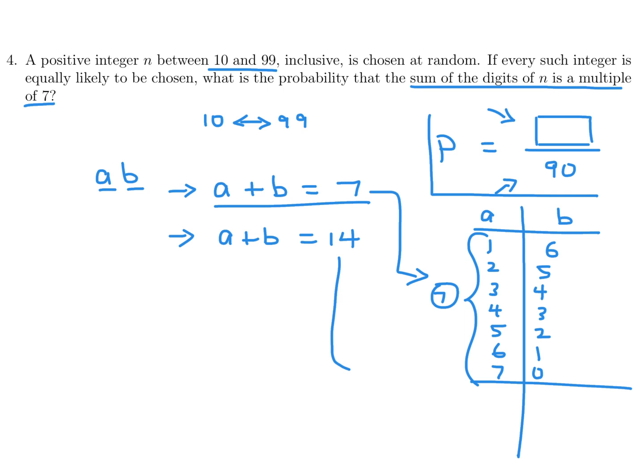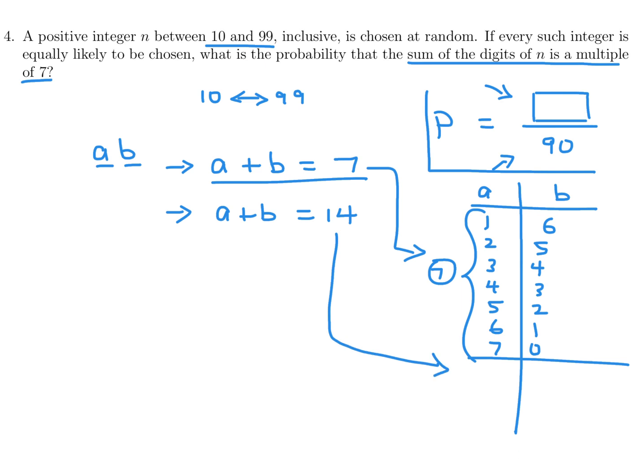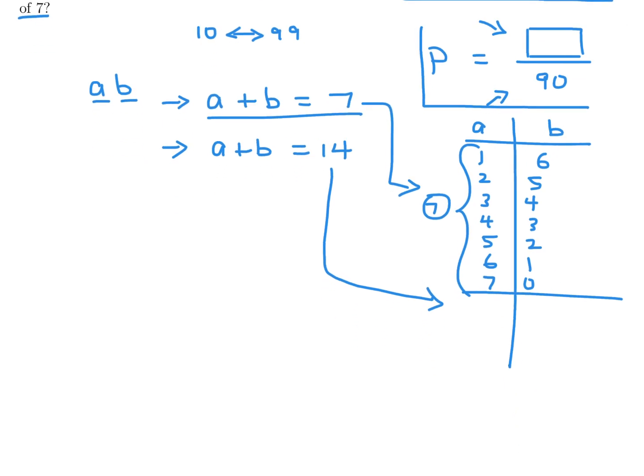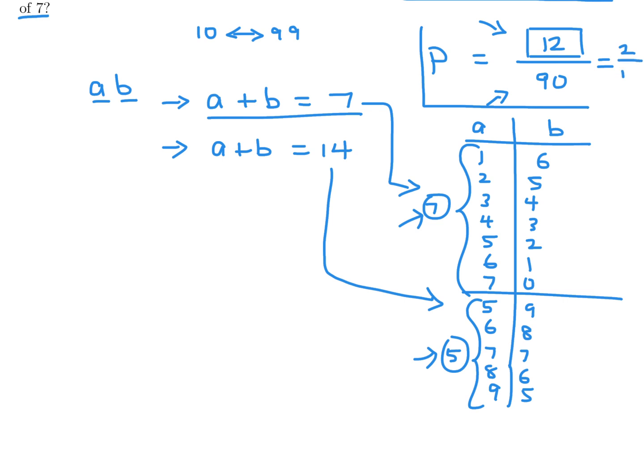Okay, now let's look at that scenario when a plus b is 14. All right, so let me think about this. So I guess we start with 5, 9, 6, 8, 7, 7, 8, 6, and then 9, 5. So these are the ones, that's 5. So this 7 and this 5, that's 12. So 12 goes up here. And that's the probability, 12 over 90, and in lowest terms, of course, they always want it in lowest terms, it would be 2 over 15.